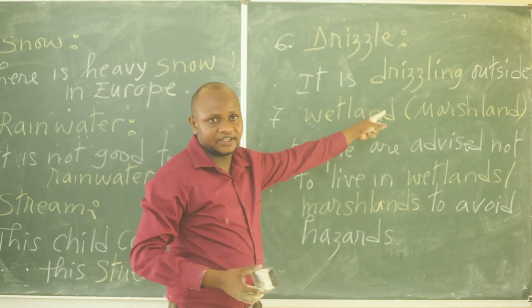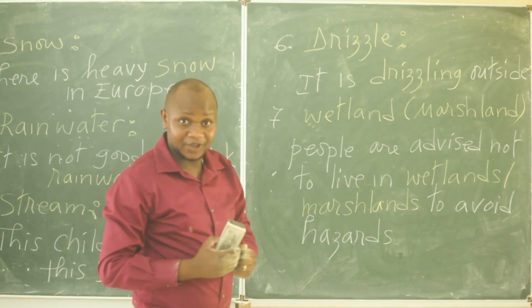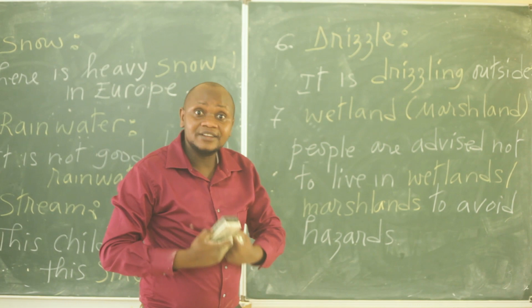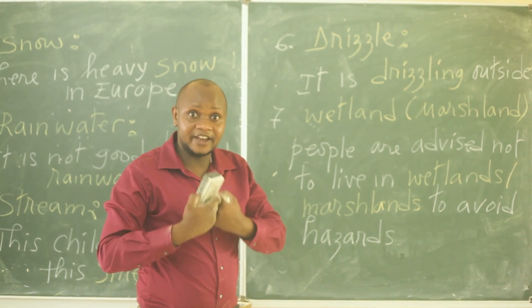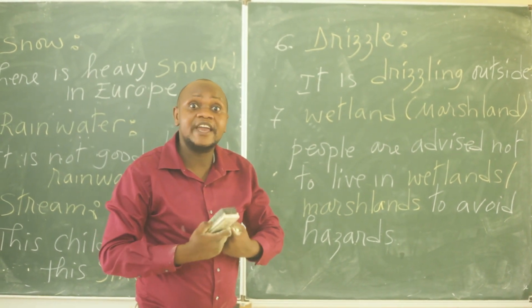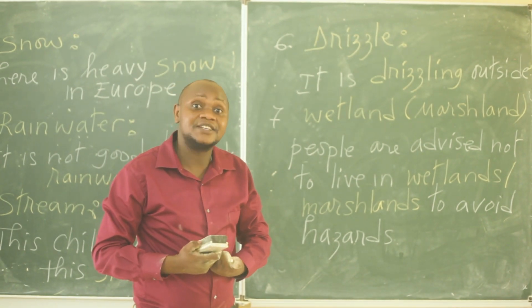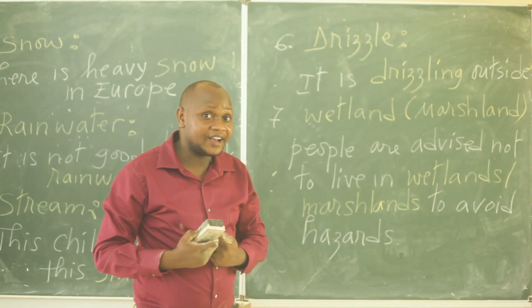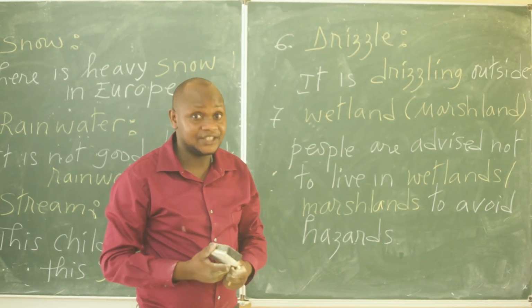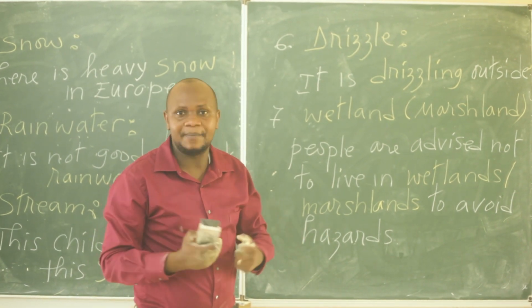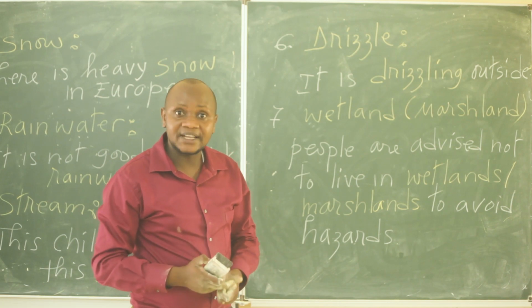It is drizzling. If it is falling heavily, we say it is raining heavily. A heavy rain. Or, it is raining cats and dogs. It is raining cats and dogs.